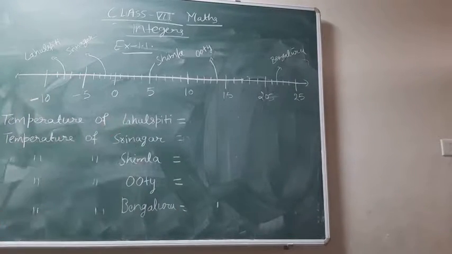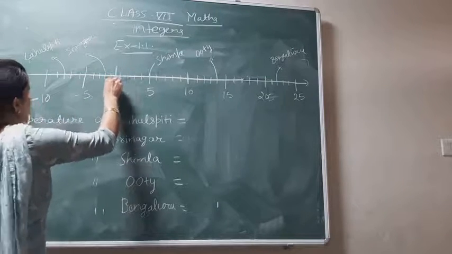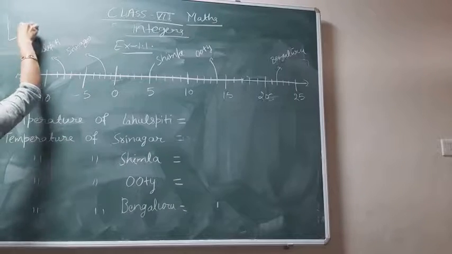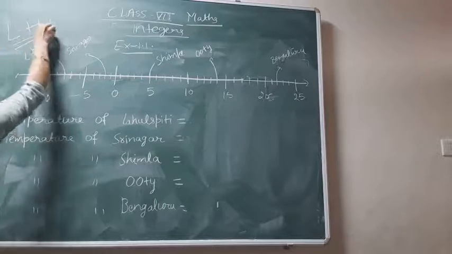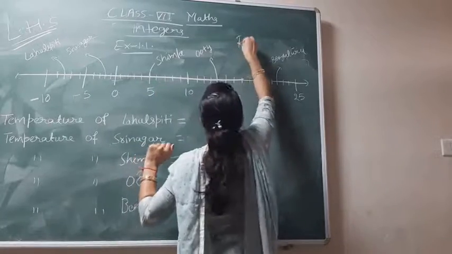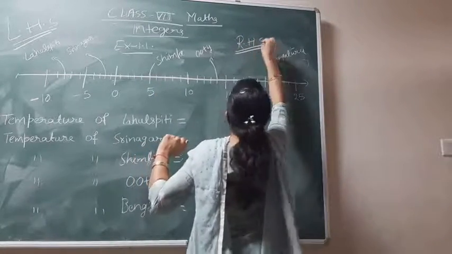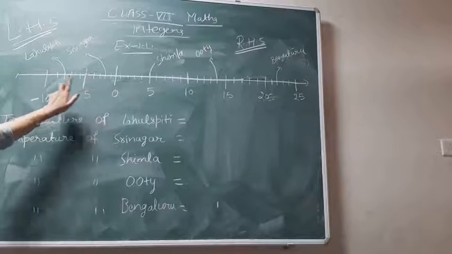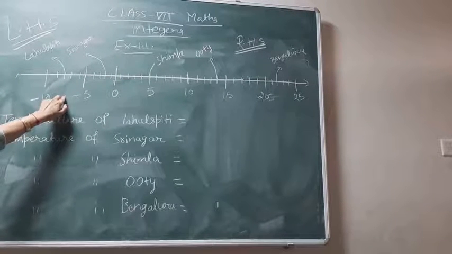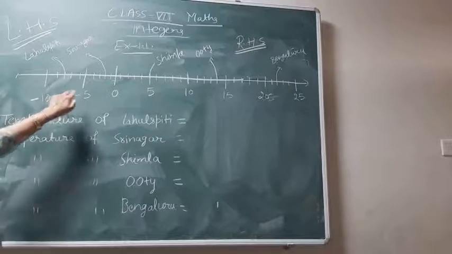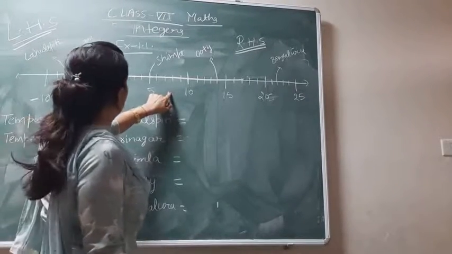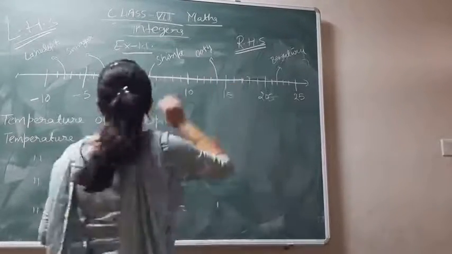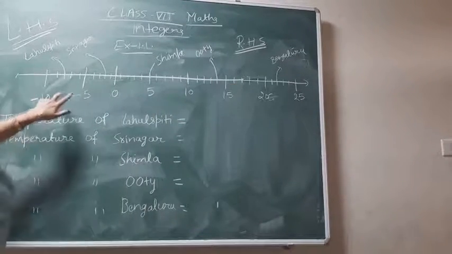Firstly, Lahul Spiti. There is 0, and Lahul Spiti is on the left hand side of this. This is our left hand side, and this is our right hand side. In the number line, on the left hand side of 0, the numbers are negative, meaning they represent negative integers. On the right hand side of the number line, it represents positive integers. So let us start. Firstly, Lahul Spiti.